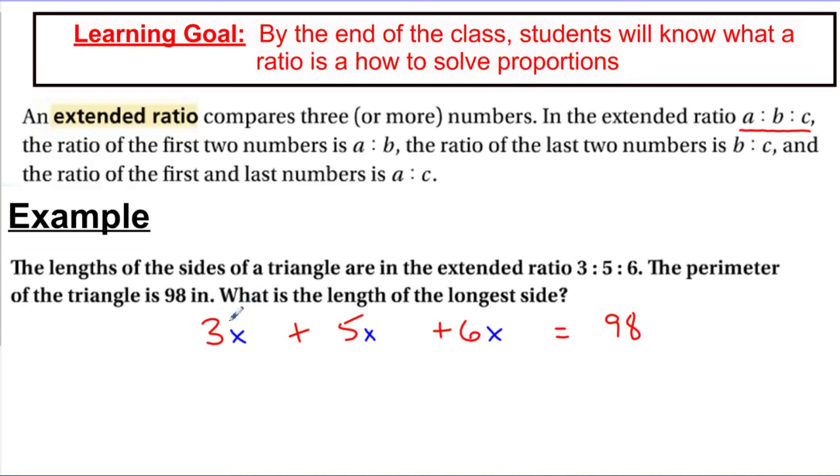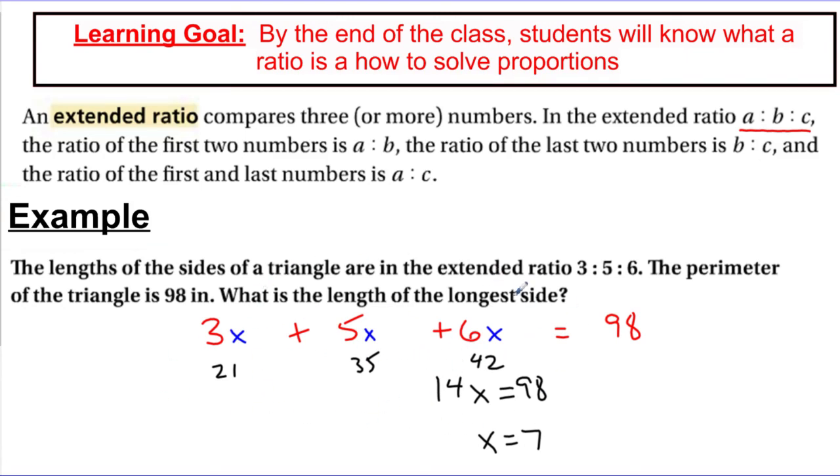So again, if I take a look at this, I see 3 plus 5 plus 6 is 14. So that's 14x is equal to 98, right? And then when we do 98 divided by 14, we get that this is 7, right? So we're saying this missing quantity is 7. And so what that means is that it's not 3 inches, that doesn't make sense, but 3 times 7, 21 inches, 5 times 7 is 35 inches, 6 times 7 is 42 inches. If you add together 21 plus 35 plus 42, that is 98 for the perimeter, right? And these are now in a ratio of 3 to 5, of 5 to 6, and of 3 to 6, right? So these are staying in that ratio.